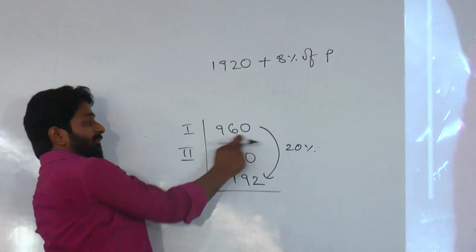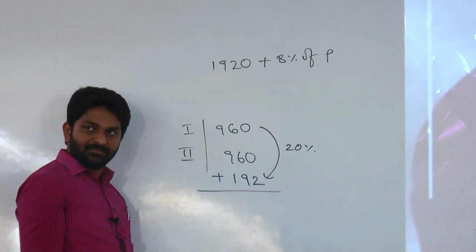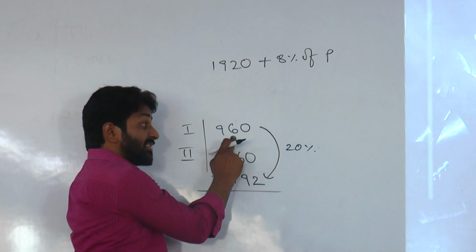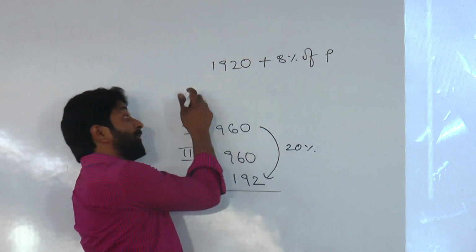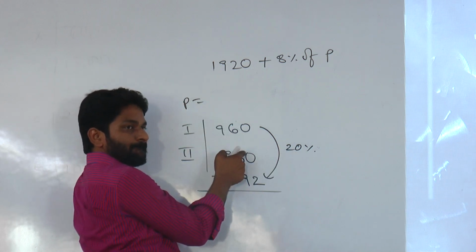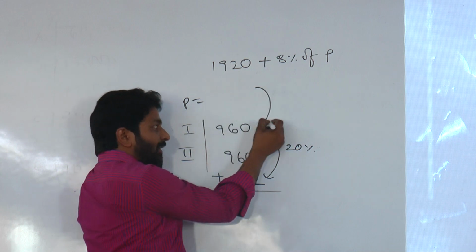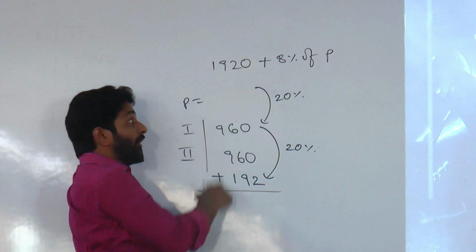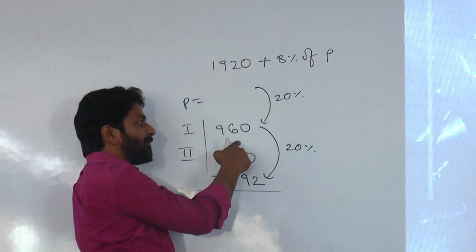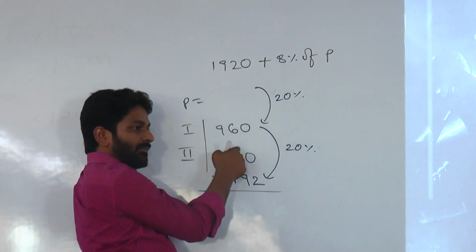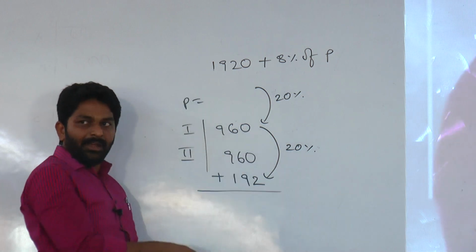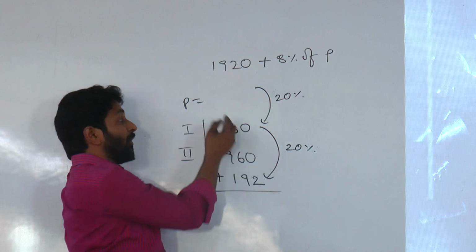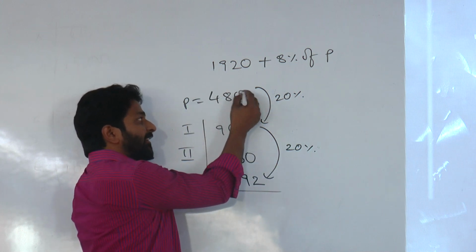Per year you are getting 960 as simple interest or compound interest, whatever it is. In the sense, this is 20% of your principal, right? If you calculate 20% of your principal, you will get 960. If you want to calculate the principal, that will be 5 times this number. Take 10 times and make it half. 10 times this number is 9,600. Make it half. 4,800 is my principal.